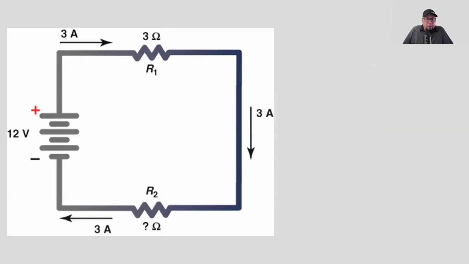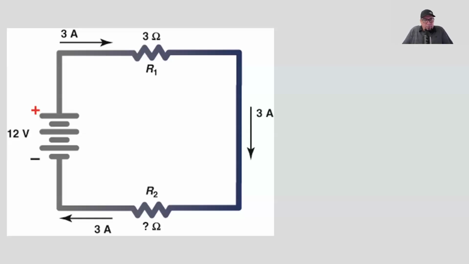Now this circuit here, we are looking for R2. R1 is given, amperage is given, voltage is given, but the resistance for R2 is not given. This is a series circuit with 2 resistors in it, but we only have the value of 1 resistor. So we have 12 volts, we have 3 amps, but we don't have our total resistance. So how are we going to find this? At this time, this would be a good point to pause the video, try and figure this out, and then come back.